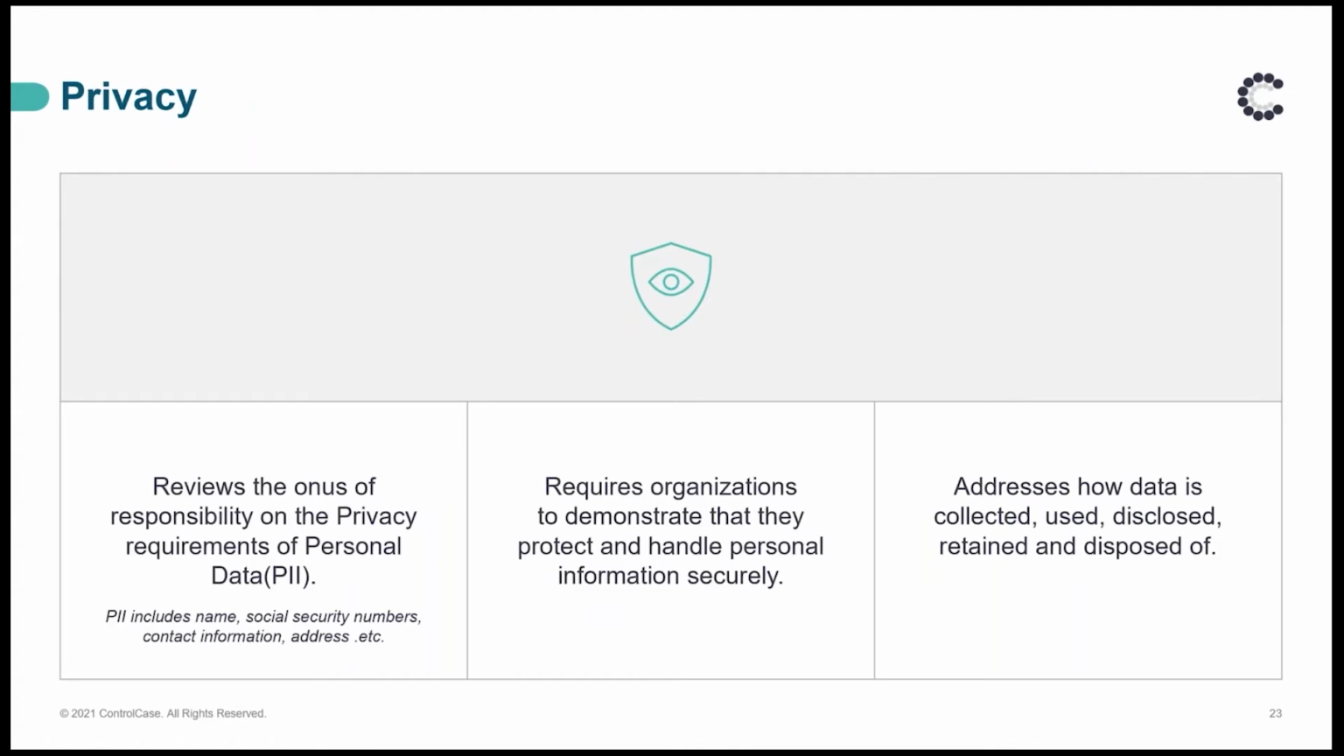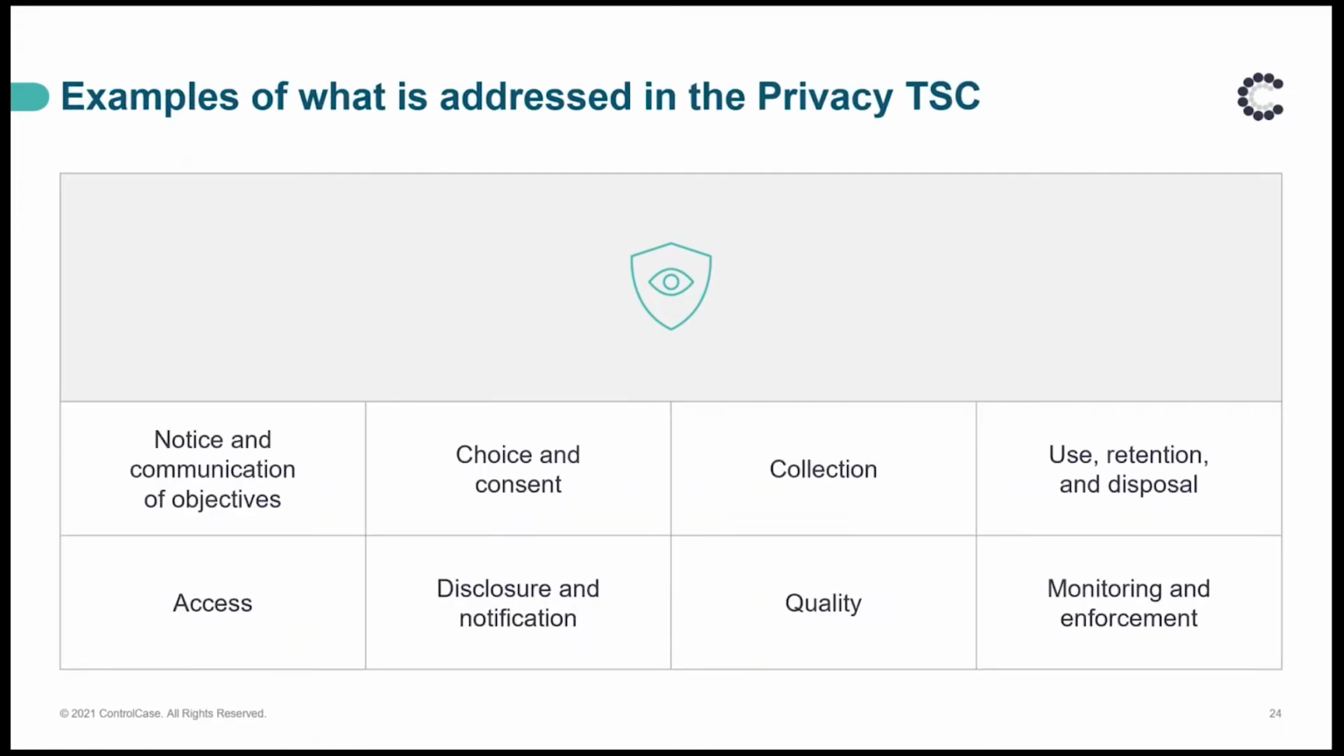And then lastly, there's privacy. Privacy really reviews the onus of responsibility on the privacy requirements for personally identifiable information, or PII. Those items might include names, social security numbers, contact information, address, things of that nature. And that is really addressing how individuals' data is processed and handled. Things you might see in how to address privacy are items such as choice and consent, opt-in, opt-out situations, and the use, retention, and disposal of data.